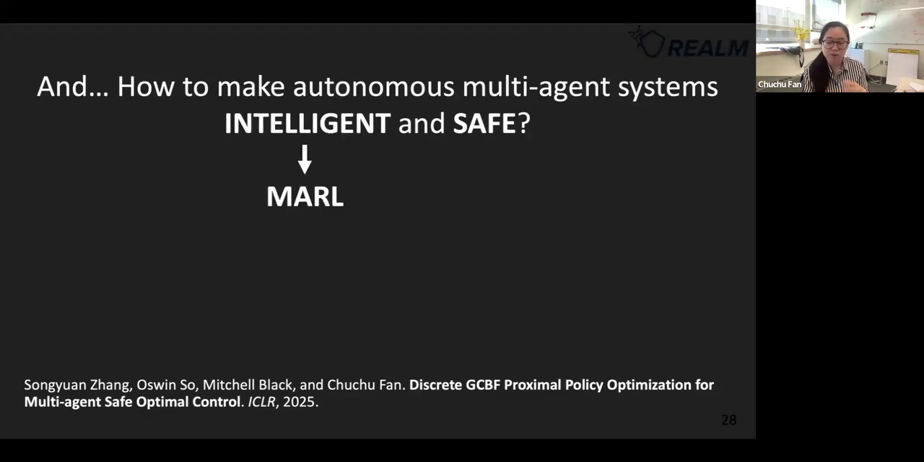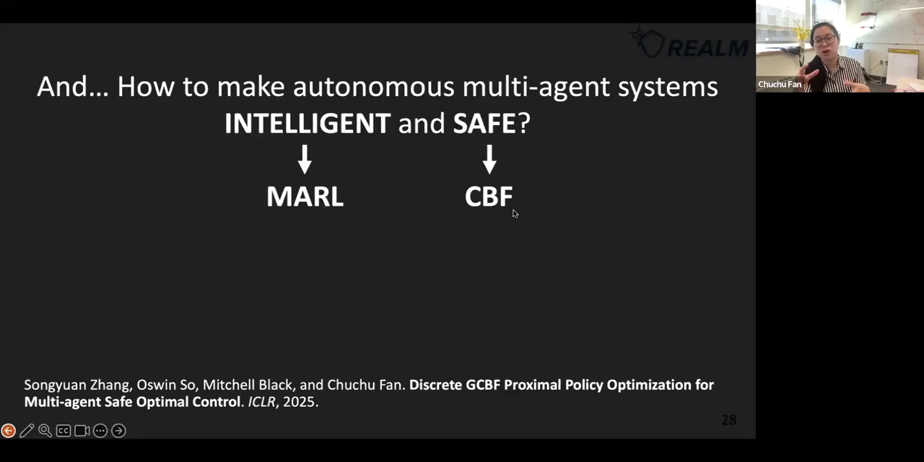For smart or intelligent, this topic is often associated with reinforcement learning or multi-agent reinforcement learning. And for safety, it can be provided by CBF, as we just talked about. Previously, the way people put these two together is to use a CBF as a safety filter for multi-agent systems.